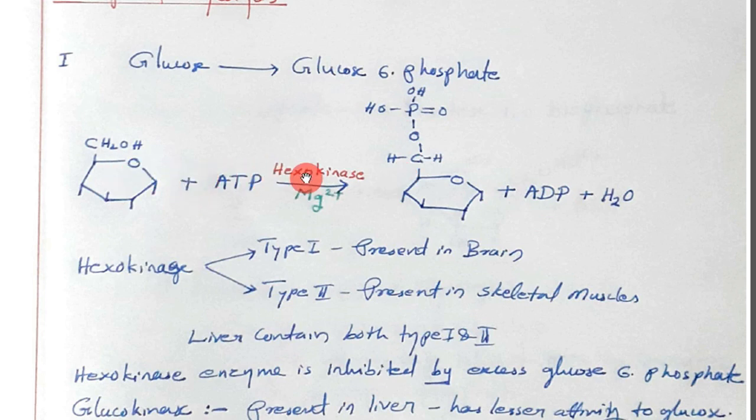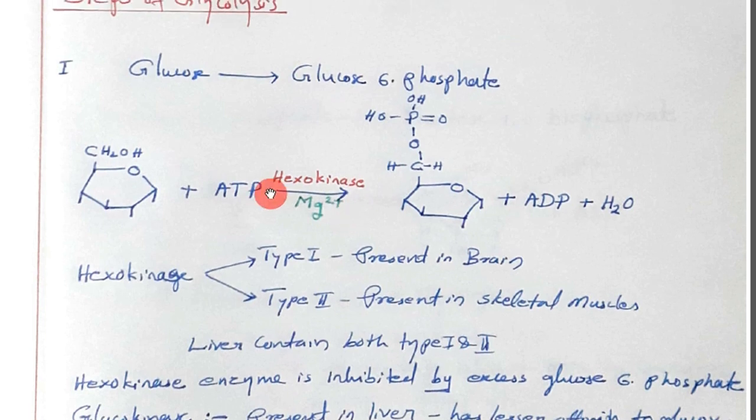Here the enzyme catalyzing this reaction is hexokinase with the help of the cofactor Mg2+ metal ions. Hexokinase is an important enzyme, as the name indicates. It is a kinase enzyme. That means it utilizes ATP for phosphorylation and it phosphorylates all hexose sugars. Thereby it is called hexokinase.